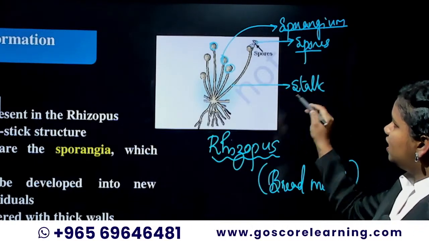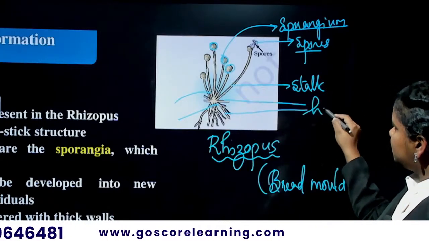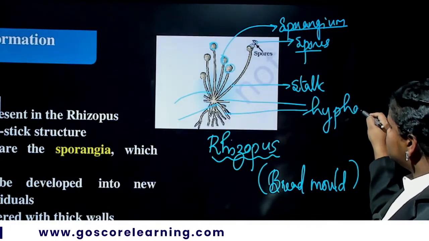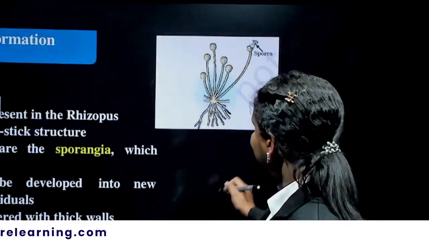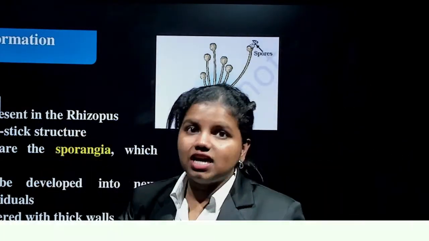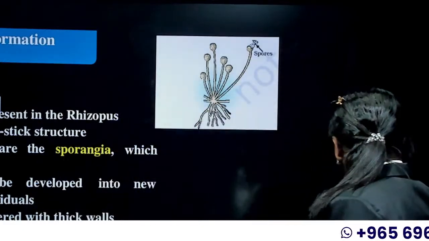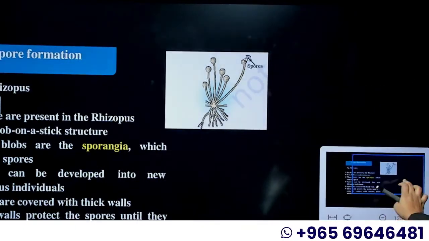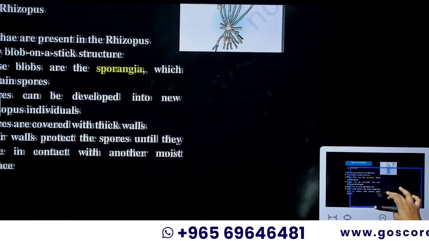The stalk, and yeah, they have these hyphae. Hyphae are nothing but the root-like structures, you can say. So these hyphae, or the root-like structures, help the fungus to stay attached to the substratum and then keep multiplying. Okay, so yeah, this is Rhizopus.